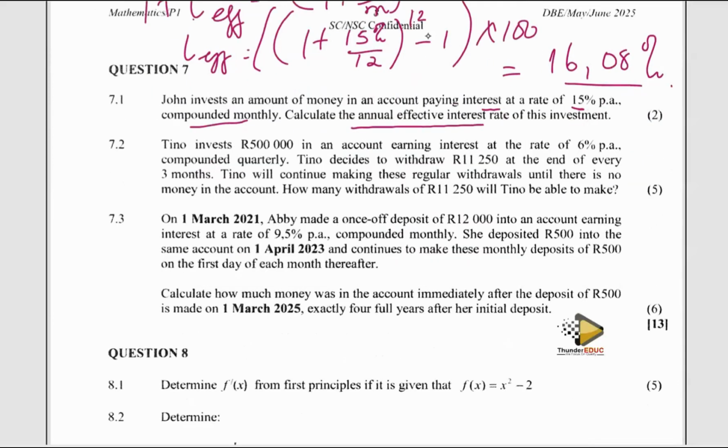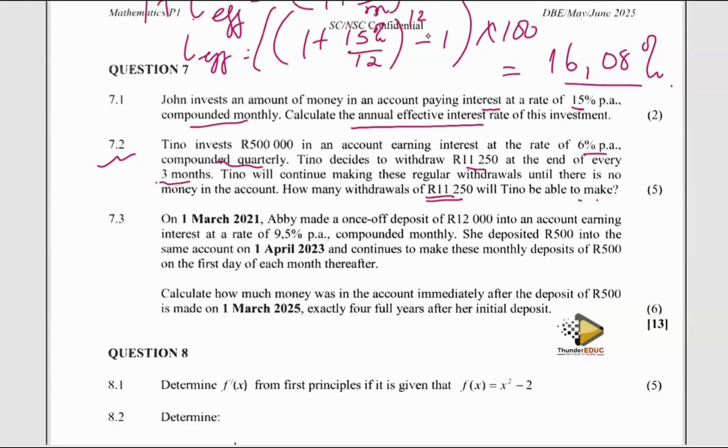Then 7.2, they are telling me that Tino invests 500,000 into an account that is earning interest at a rate of 6% per annum compounded quarterly. Then Tino decides to withdraw an amount of 11,250 at the end of every 3 months. So that is quarterly. And he will continue doing that with these regular withdrawals until there is no more money within the account. So the question is, how many withdrawals of this much will this person be able to make?